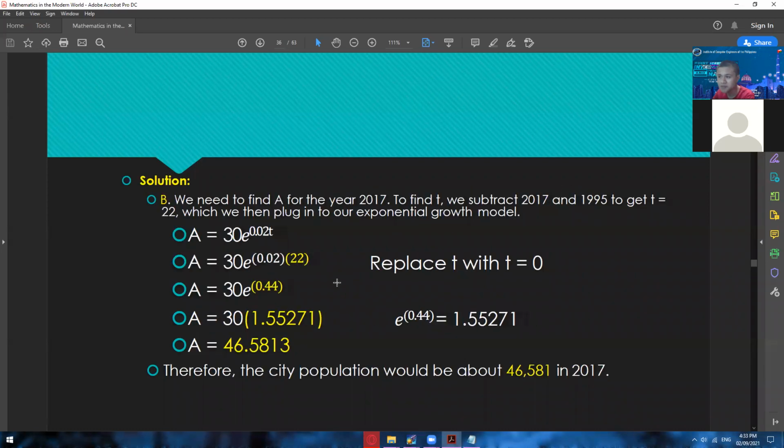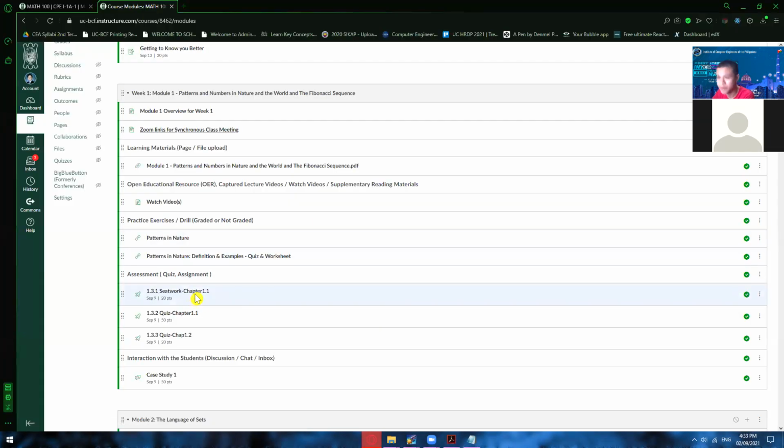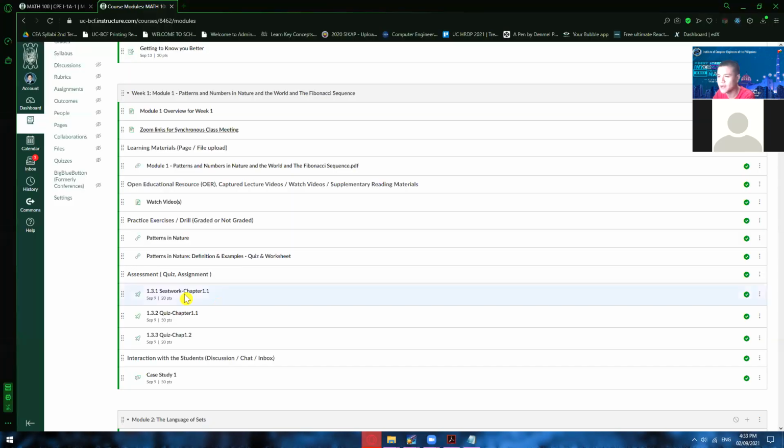Well, anyway, of course, after the seatwork, you guys are going to have a real seatwork. Okay, that will be recorded. So the exponential growth model A is equal to 50 times e raised to 0.07 times t describes the population of a city in the Philippines in thousands, t years after 1997. So here are the questions. What is the population after 20 years? And then what is the population in 2037? You can find that one right here, this seatwork chapter 1.1. So just answer this one later on.